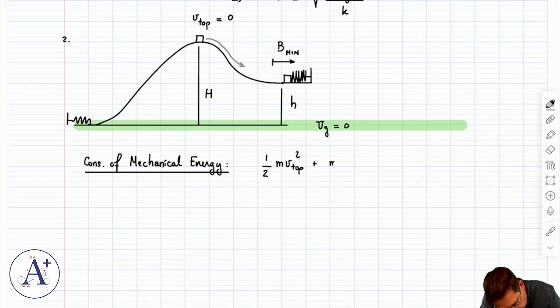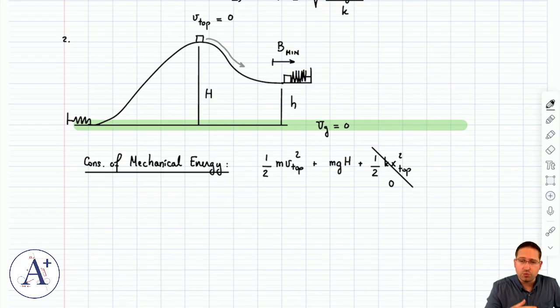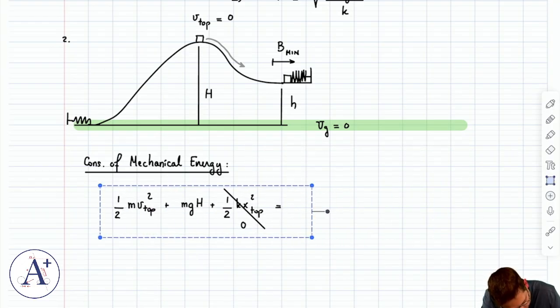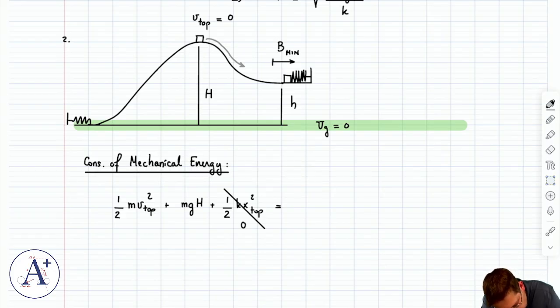Okay, so now I do have gravitational potential energy up here. I do not have any elastic potential energy at the top, right? Because when the block is up here, there is no spring that's compressed or stretched anywhere. So that energy is not there.